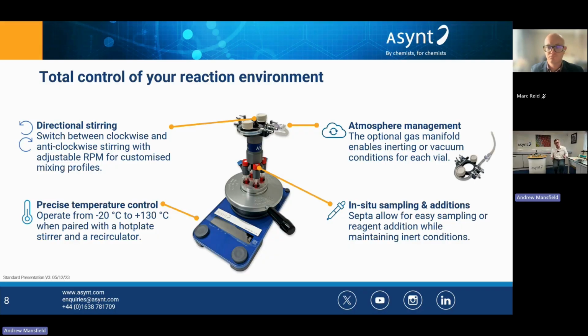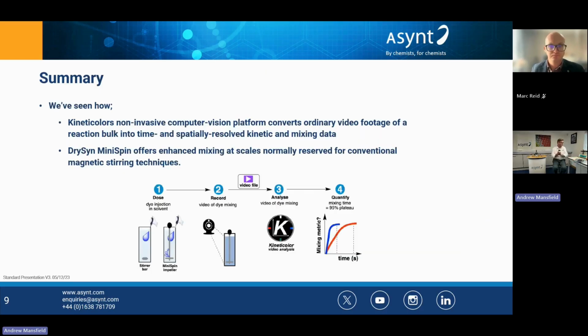So that's all I was going to say about the MiniSpin. You've seen some of the data presented by Mark that shows that this can affect mixing when you need increased mixing profiles within your chemistry. And certainly for viscous media and for applications where you don't want to damage solids in material construction, for example, this plays a good part. So I'm going to finish there.